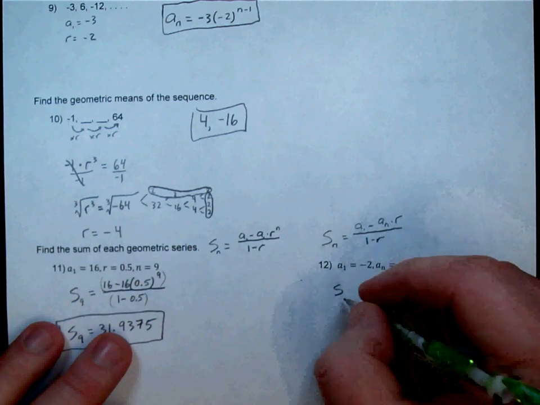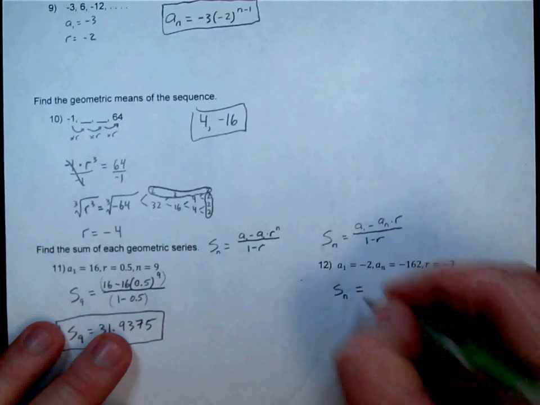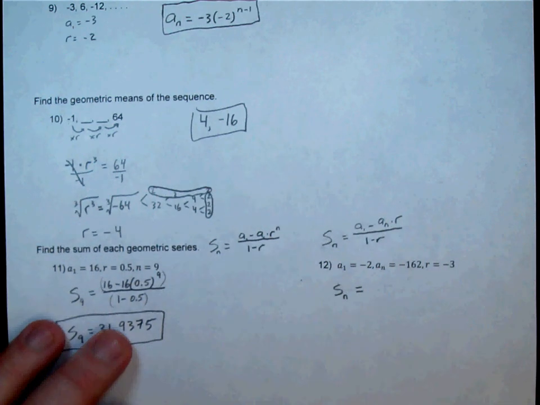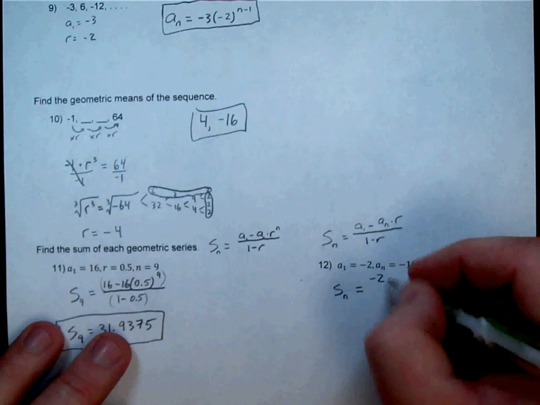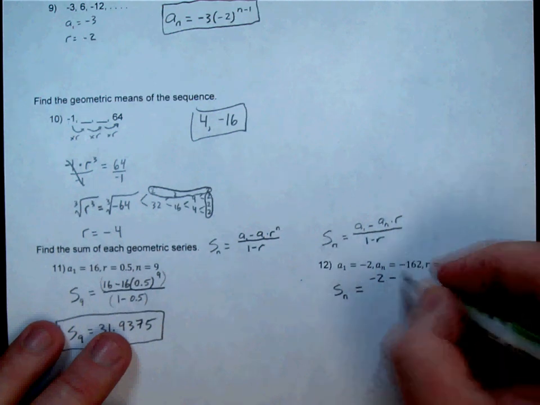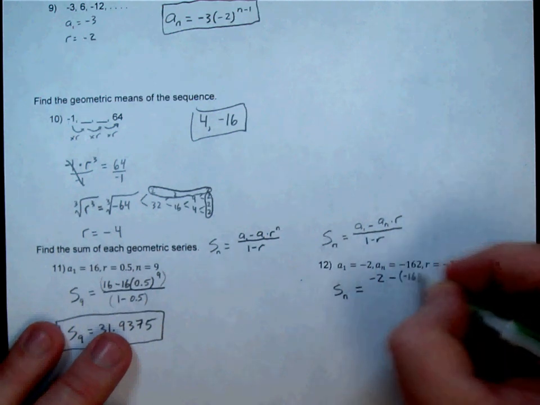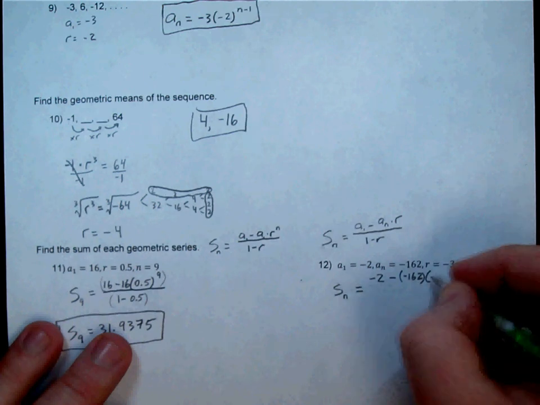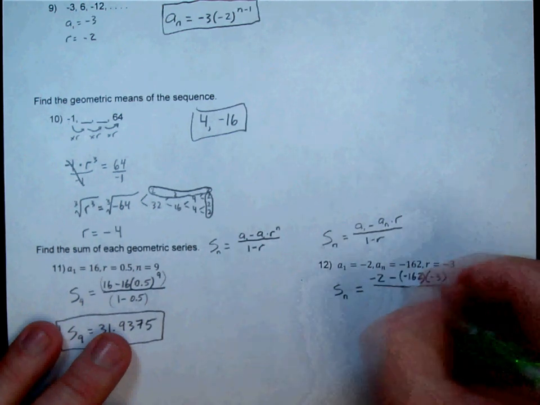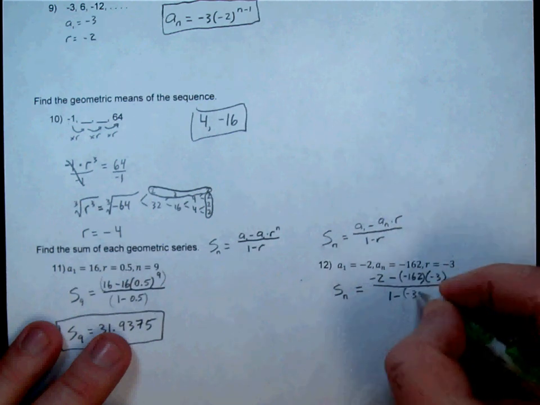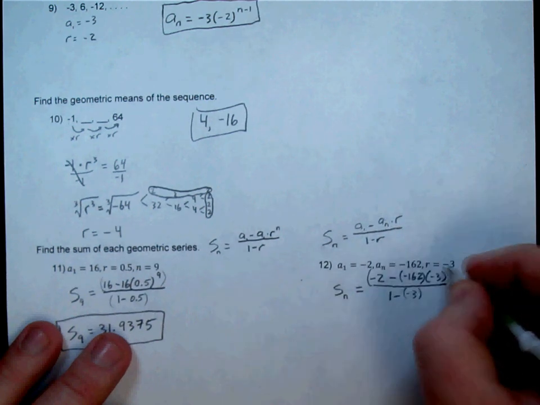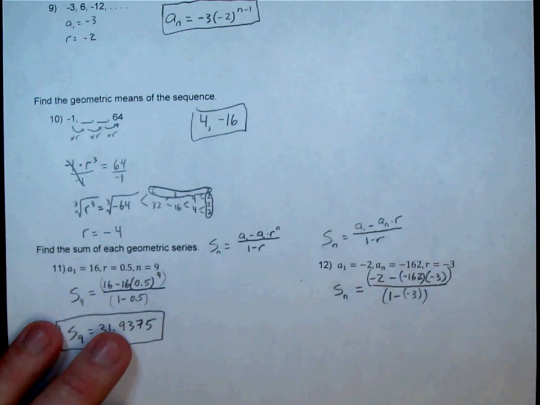I don't know what n is for my subscript, but that's okay. So this formula allows me to not need to know it. So negative 2 minus negative 162 times r, which is negative 3, all over 1 minus negative 3. So I'm going to do a set of parentheses around the top and a set of parentheses around the bottom.